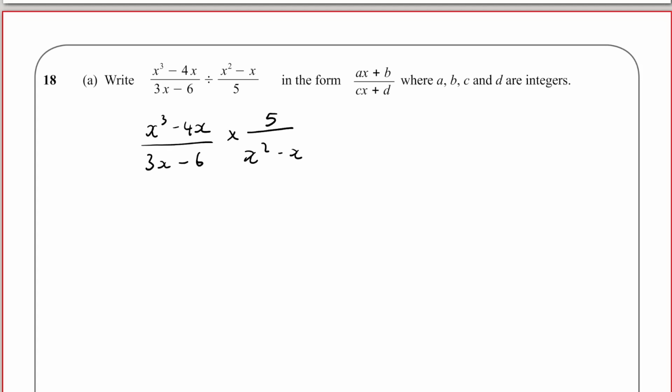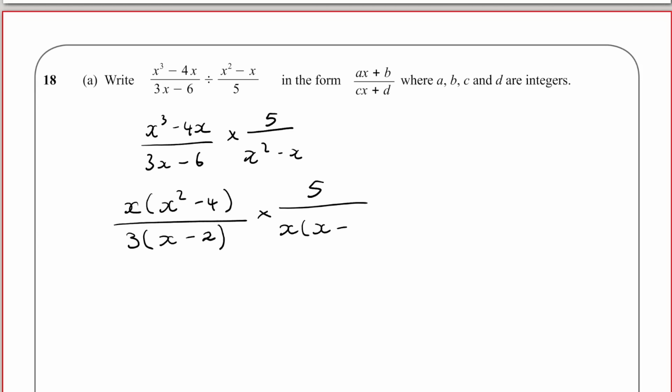We're going to want to factorize everything we can, because then we will be able to simplify things. So let's have x times (x squared minus 4) over 3 times (x minus 2), times 5 over x times (x minus 1). x squared minus 4 is the difference of two squares. We can factorize that again. It's the same as (x plus 2) times (x minus 2).